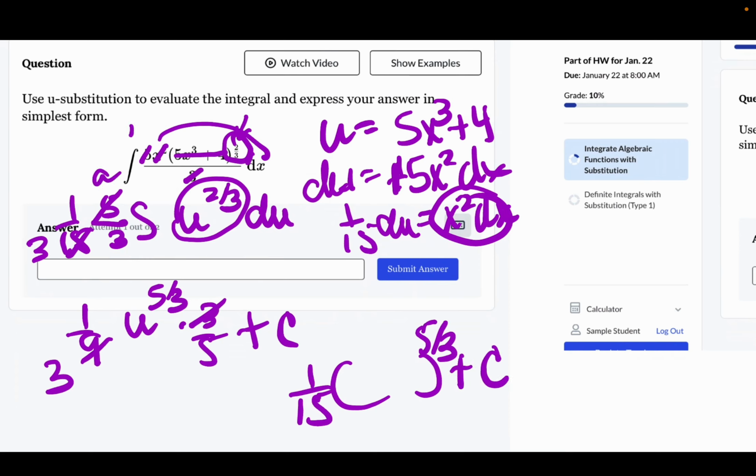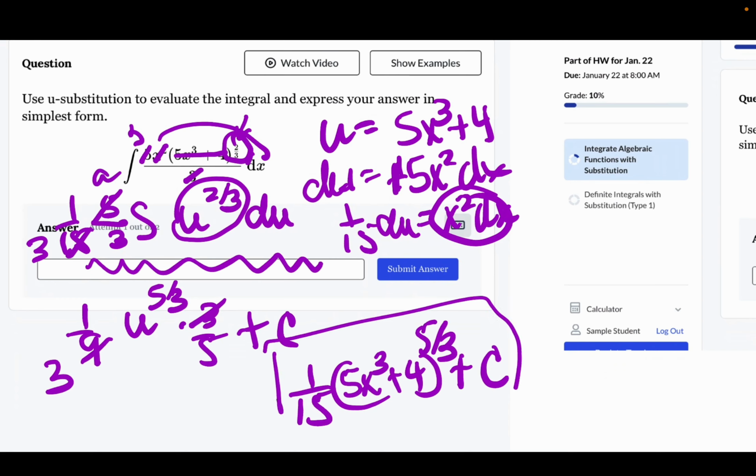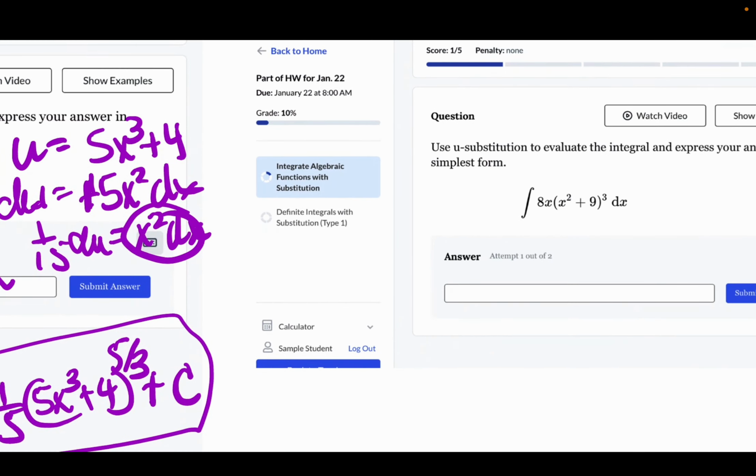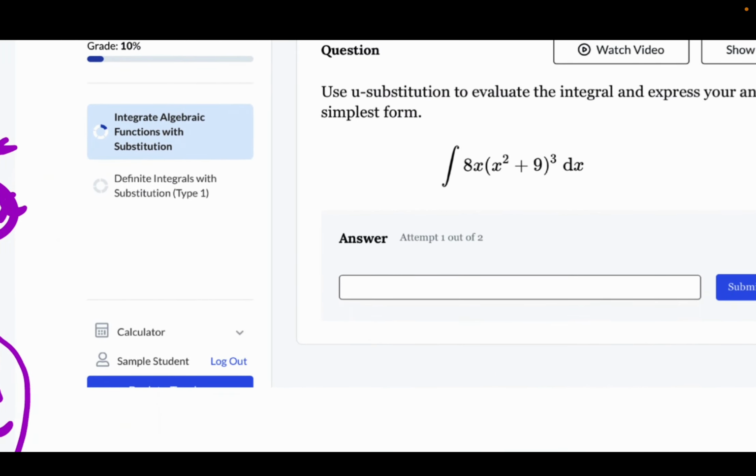Since I had no limits of integration, I do have to go back to this. So this is what you would type in right here and submit your answer. So what you did was, substitution's like a sneaky way to get the right answer. All right, a good creative way to get the right answer. All right, let's look at this one.